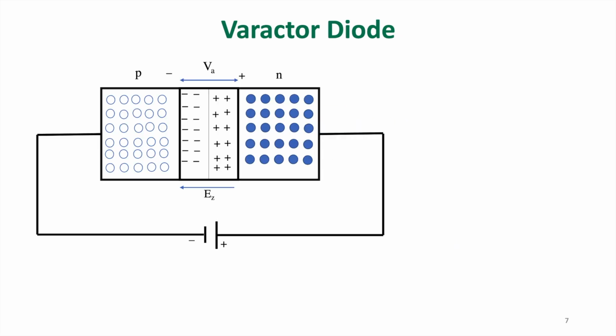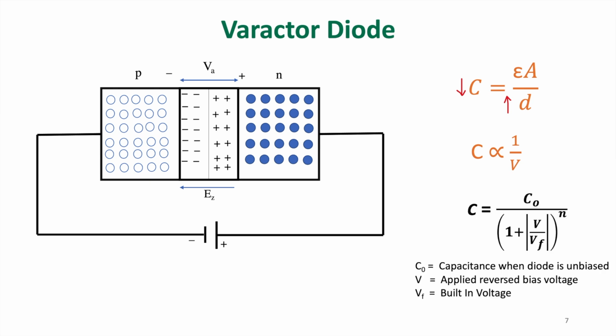Now when we apply reverse bias voltage, the depletion layer width will increase. According to this equation, increasing the value of d will decrease the value of capacitance. In other words, capacitance C is inversely proportional to the applied reverse bias voltage. More specifically, this relation can be given by this equation, where C0 is the capacitance when diode is not biased, V is applied reverse bias voltage, and Vf is built-in voltage. The value of n depends on the doping profile of the varactor diode.